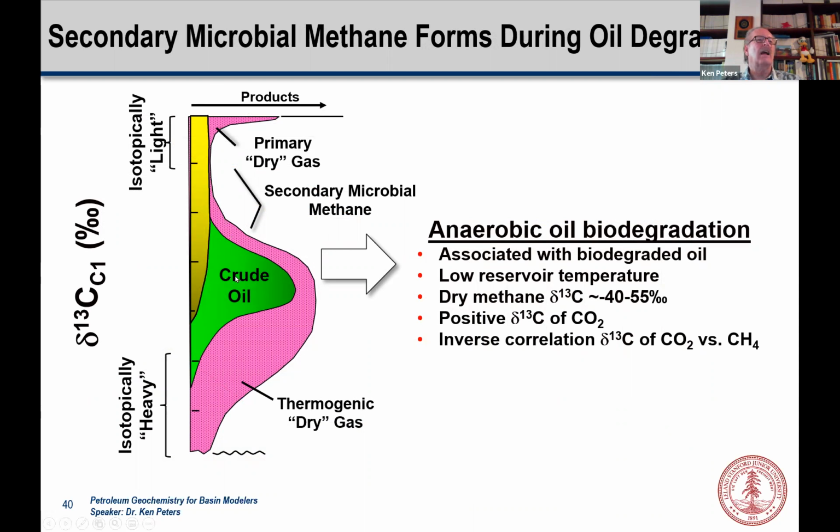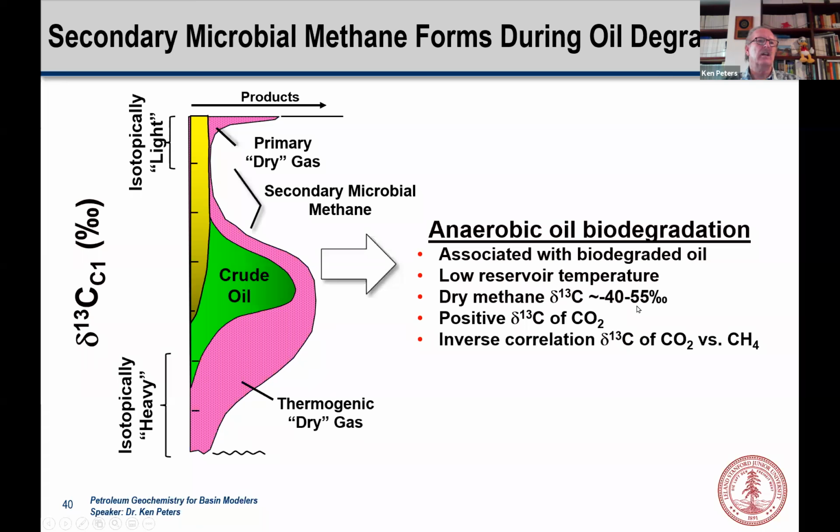You can get methane directly from crude oil in reservoirs. It's anaerobic, again, and it's associated with biodegraded oil. It occurs at low reservoir temperatures, less than 80 degrees, and you end up with dry methane. So this puzzled geochemists for many years. They were looking at reservoirs, for example, in the North Sea, where you had dry methane, almost pure methane, gas cap on top of black oil in the reservoir.